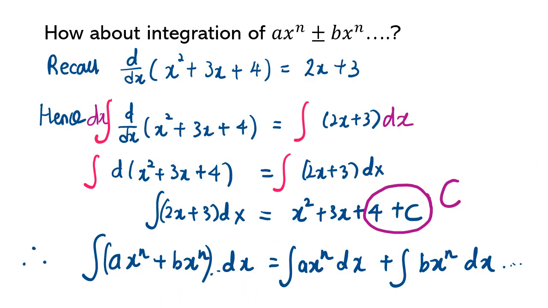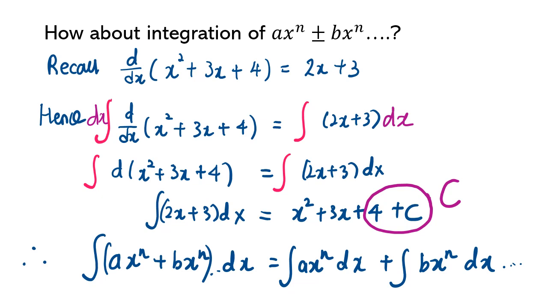So far we have just done integrations of single terms, like integrate x to the power 3, integrate 2x to the power 4. What happens if you need to integrate multiple terms separated by a plus or a minus? What is the rule to use?